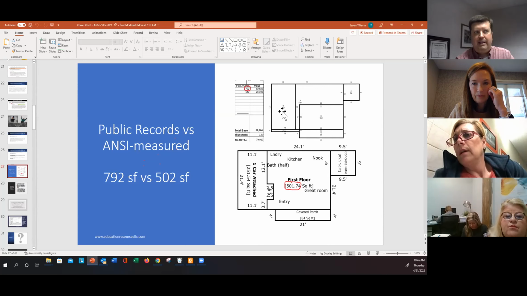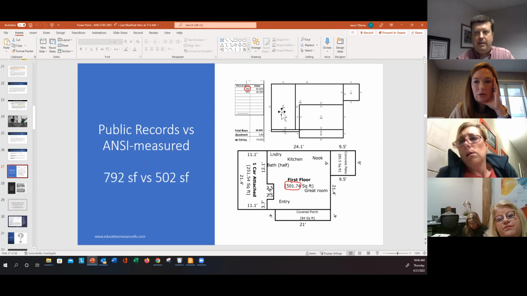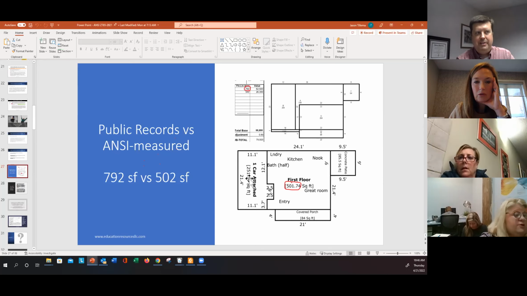Finally, I looked right here, and it was this number right here, this 264. They included the garage in the square footage. Here you can clearly see that was a one-car attached garage. It should not have been included in the square footage.